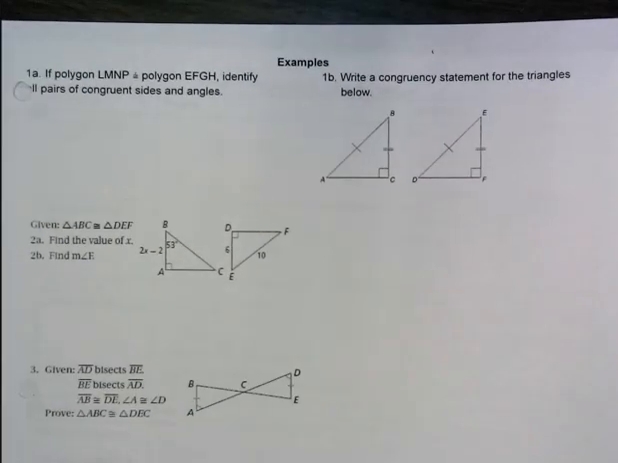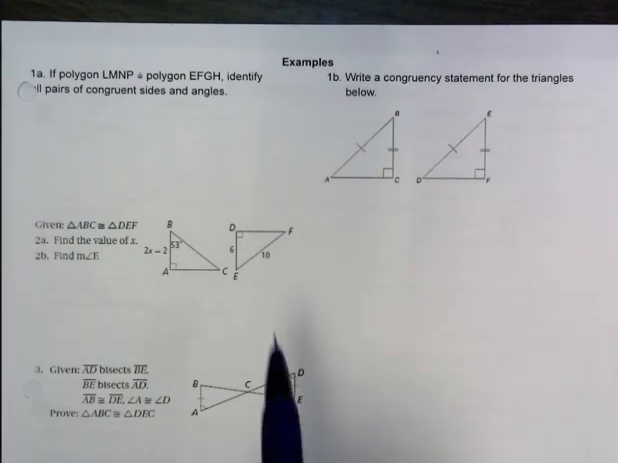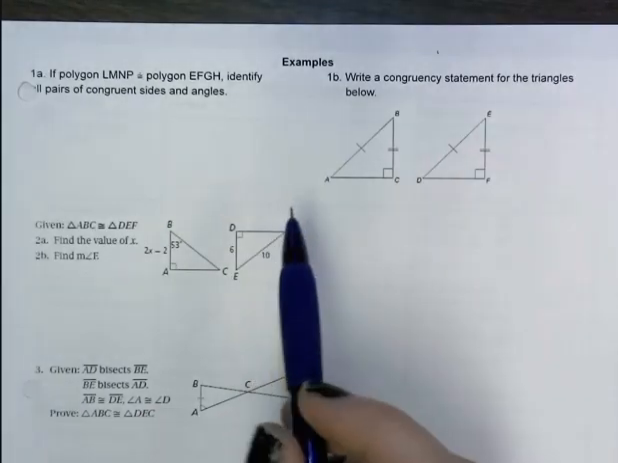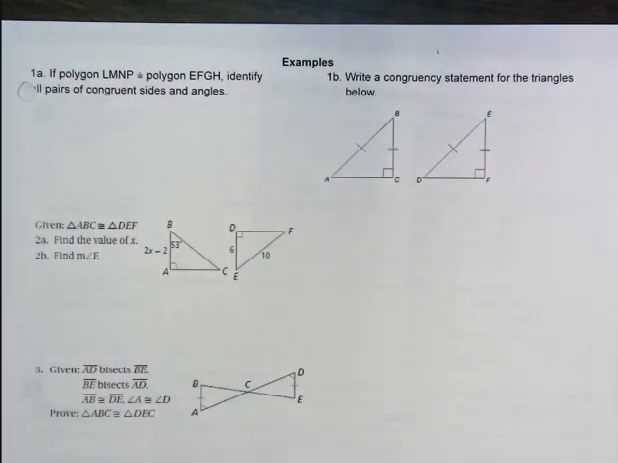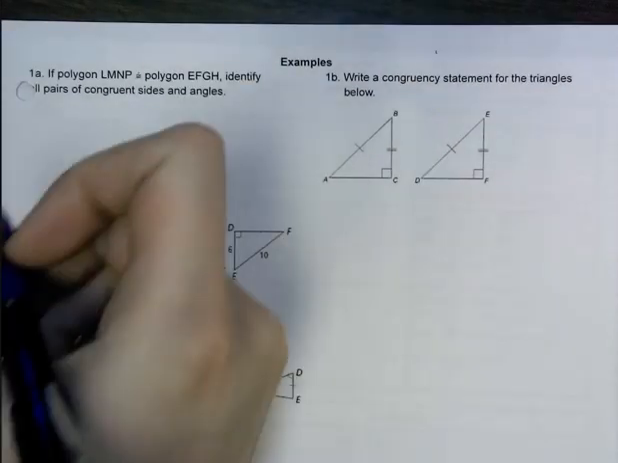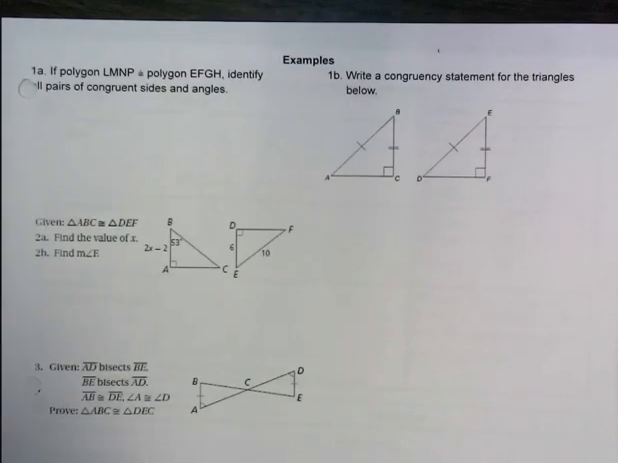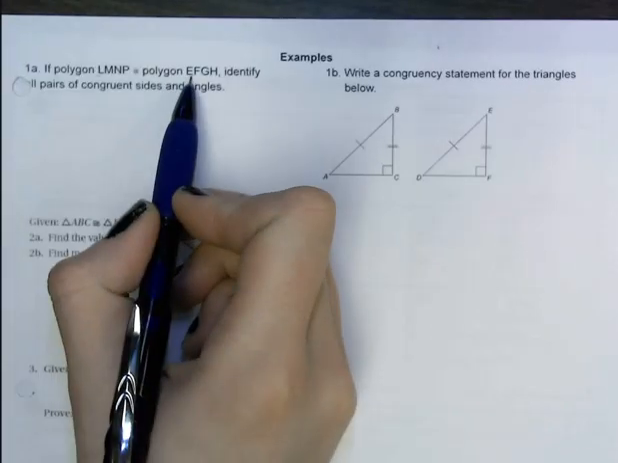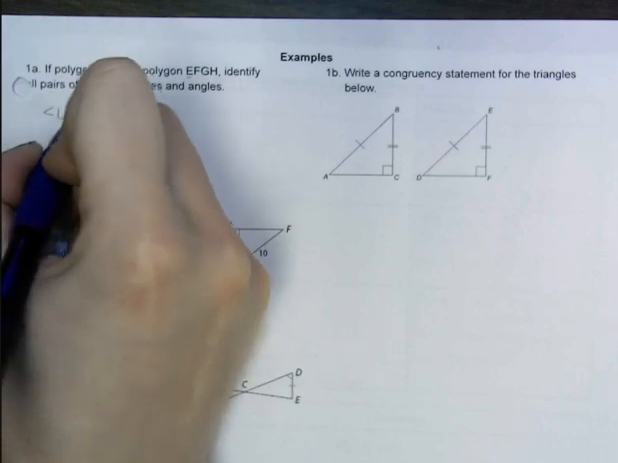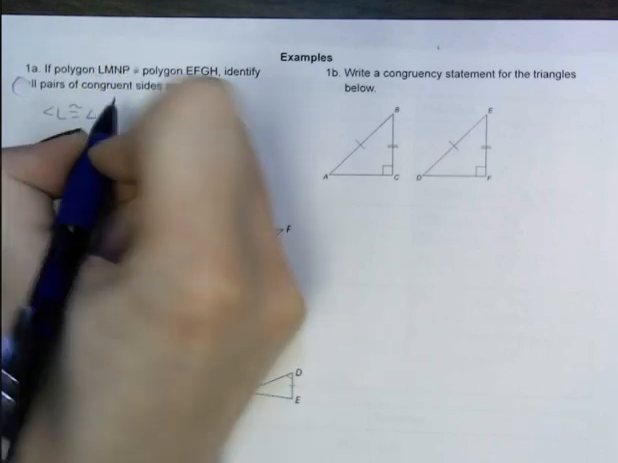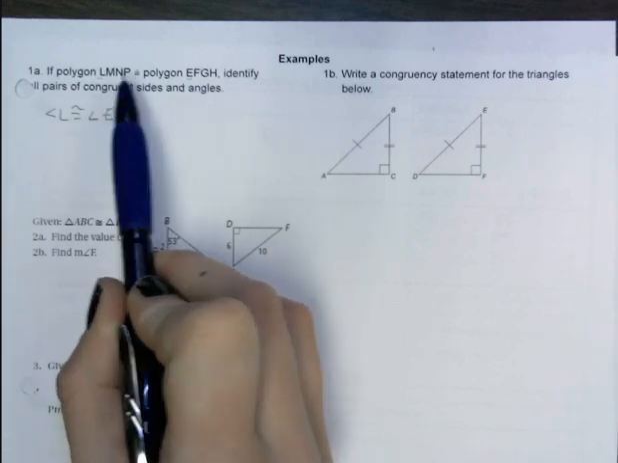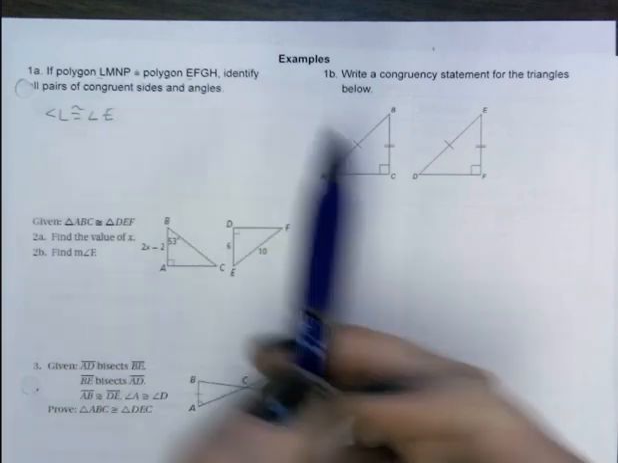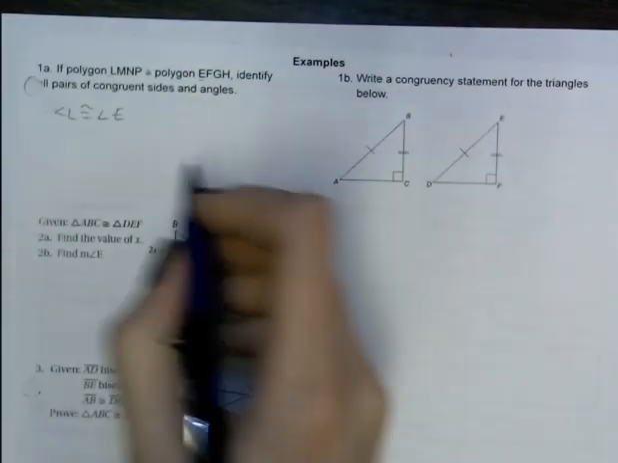Okay, so let's do a few examples. So we've got a polygon, LMNP, and EFGH, and I'm told that they are congruent. Identify all pairs of congruent sides and angles. So these are ones that have to correspond. So L, since it's listed first, corresponds to E. So angle L has to be congruent to angle E. And we can just kind of keep going down the line. M corresponds to F, N to G, P to H. So I'll let you guys finish that one. I'm not going to keep going.